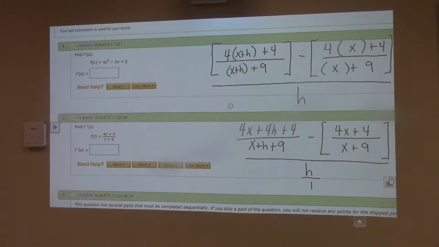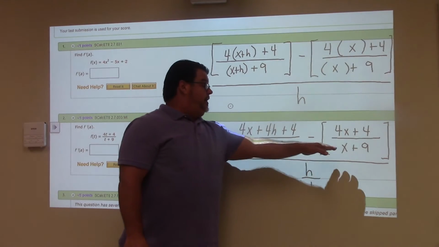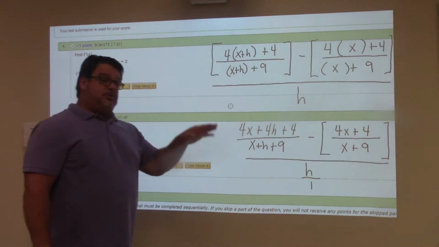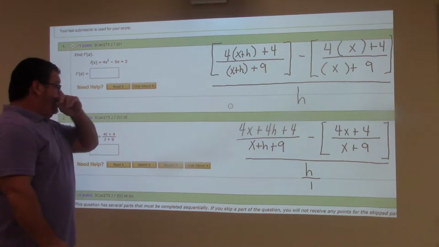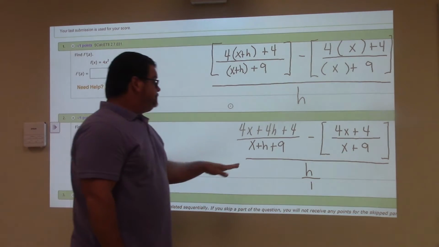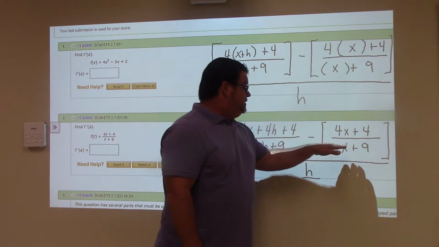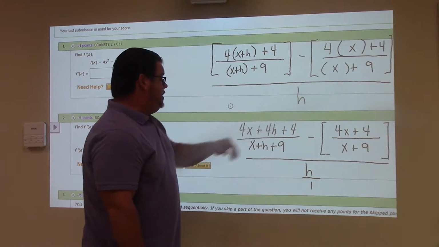Now, why did I make h a fraction? Because I'm dealing with what in the top side? So, you can do it two ways. Either you can get a common denominator up here first and then distribute the h, or you can distribute the h then get a common denominator. It doesn't matter. But what is the common denominator of x plus h plus 9 times x plus 9? Or what is that common denominator?